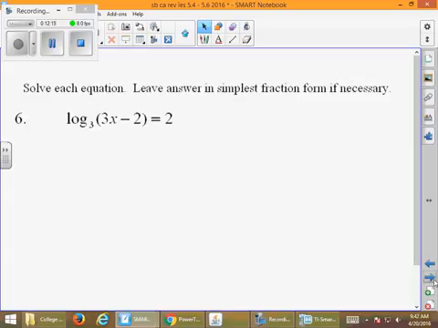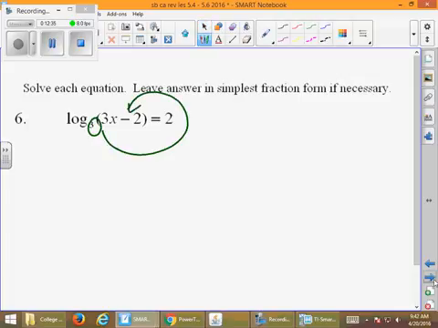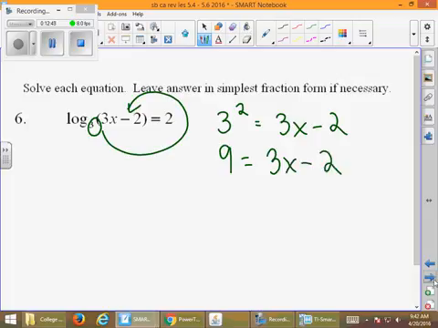So we'll start with 6 and solve each equation, leave answer in simplest fraction form if necessary. We are going to start with around the world. So we'll take the 3 and we'll go around. 3 squared equals 3x minus 2. 3 squared is 9. And then we're going to add 2 to both sides.